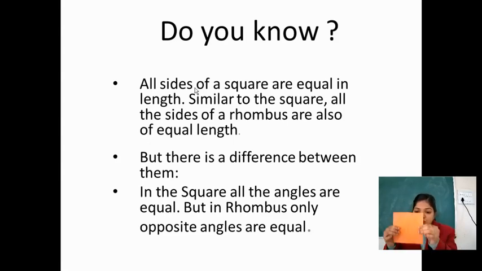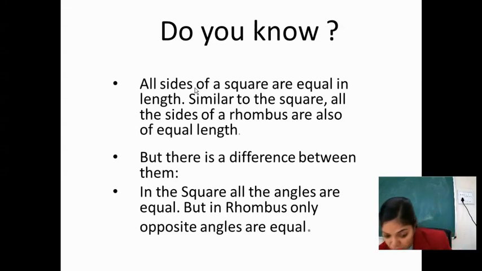This is a square. All the sides are equal and all the angles are also equal. In this square, these four sides and the four angles are equal.